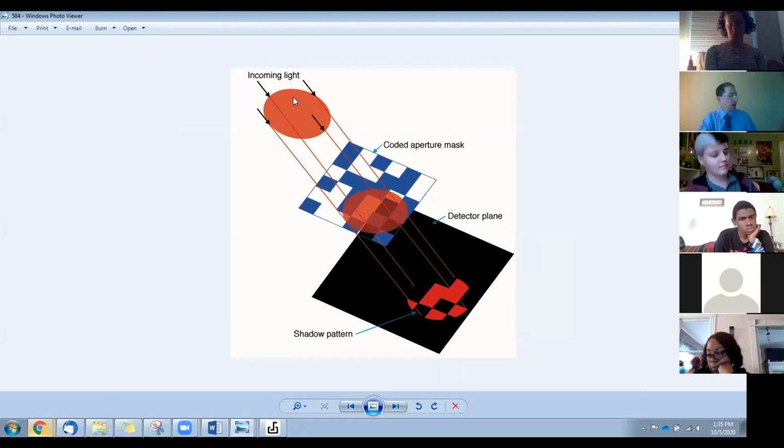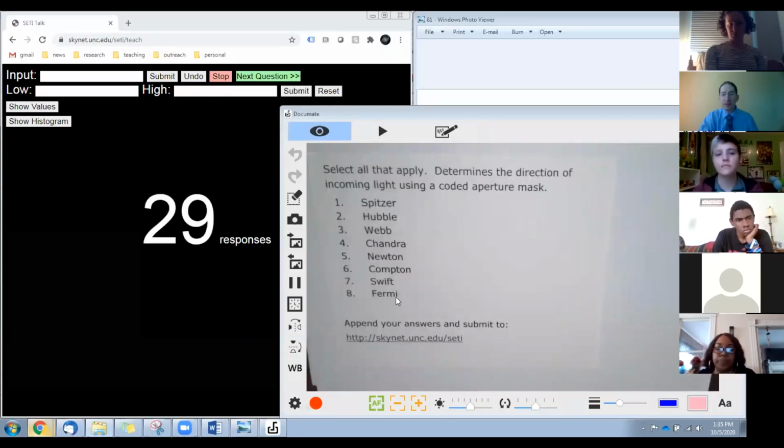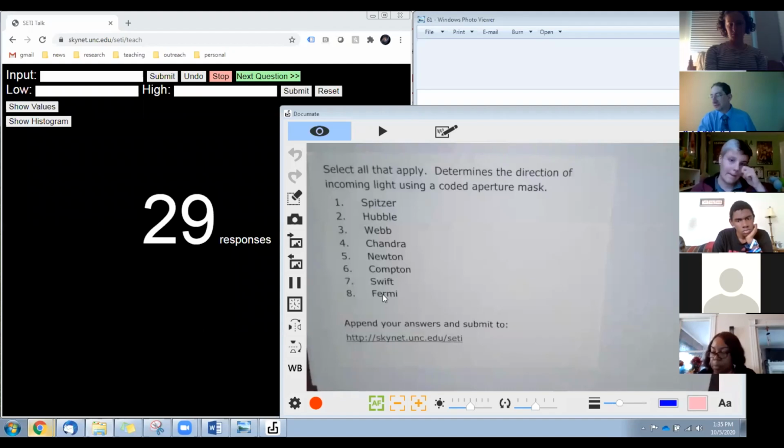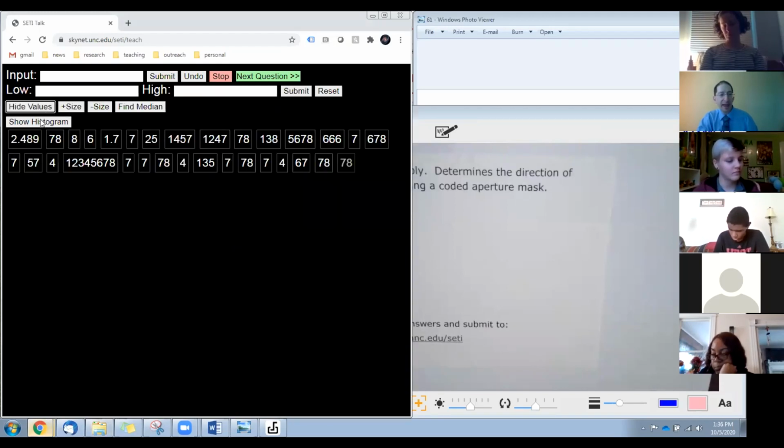And so that applies to these two here, Swift and Fermi. Compton was the original gamma ray spacecraft. It had a different approach. You can watch the video for that. But modern day gamma ray spacecraft, such as Swift and Fermi, make use of that coded aperture mask. So I've given you the answer.